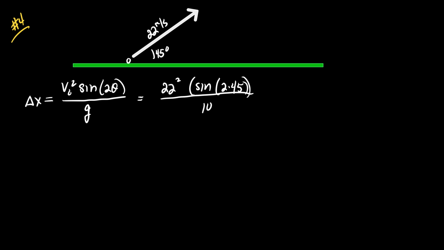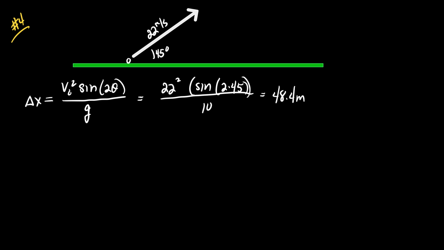You do see that 45 degrees is like the sweet spot for how far you can make something go, because that's going to give you a sine of 90, and sine of 90 is 1, and that's the biggest value sine could ever have. So 45 degrees gives you maximum distance. That's only if there's no air resistance. If there's air resistance, the angle needs to be different than that. But either way, that's going to be 22 squared divided by 10, and that's 48.4 meters.